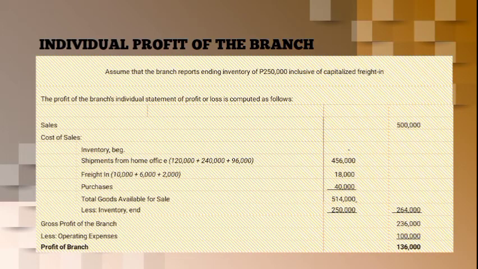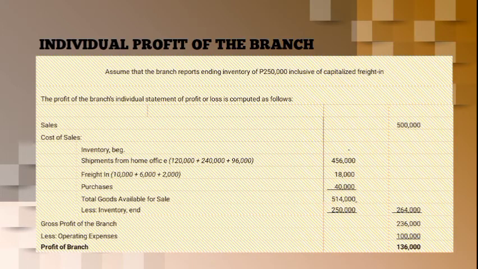And of course, add din natin yung freight in if there's any. And it is equal to 18,000. So far, saan nakuha itong total na ito? We came up with the total of 18,000 by adding 10,000 from transaction number 2, plus 6,000 from transaction number 3, and lastly, 2,000 from transaction number 4. Then, may purchases from outside party, which is equal to 40,000.